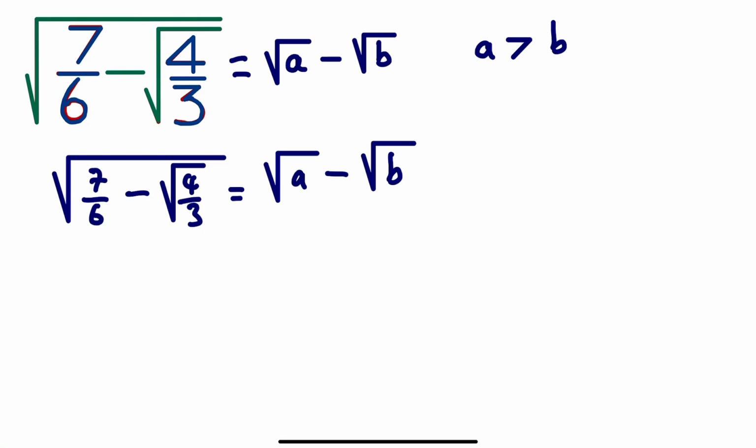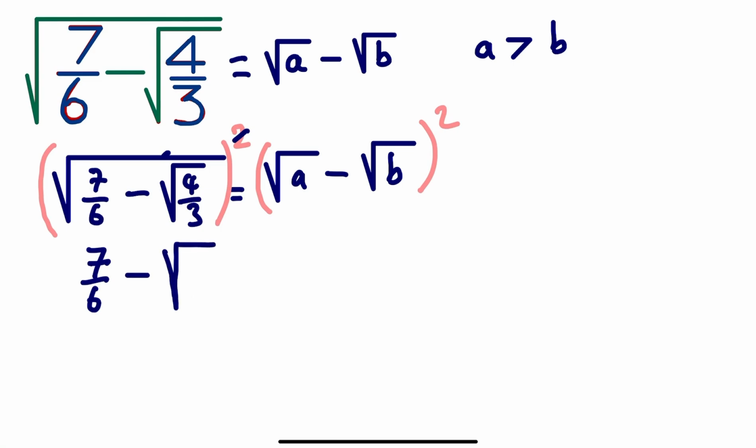In order to remove the square root, the first step is to square both sides. So we are going to square both sides. If we square both sides, the square and the square root will cancel. We'll be left with 7 over 6 minus the square root of 4 over 3 should be equal to, if we square these, a plus b minus 2 root ab.